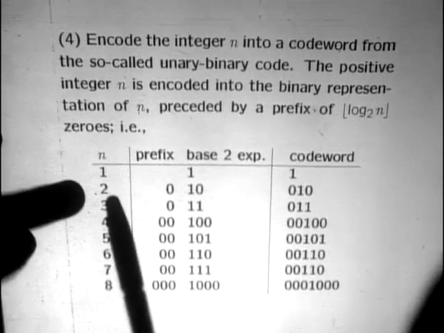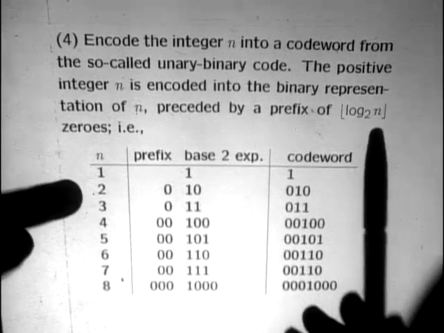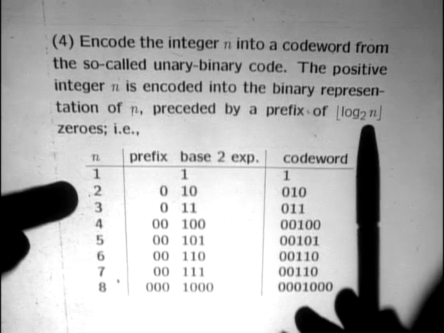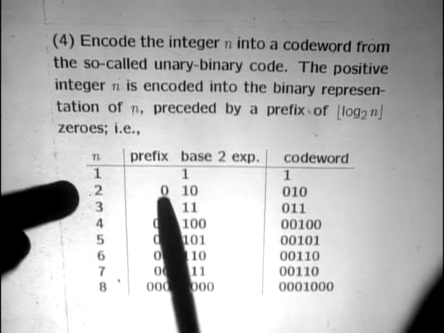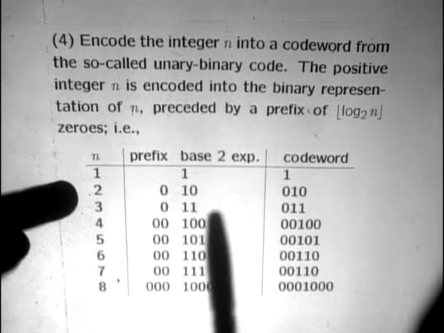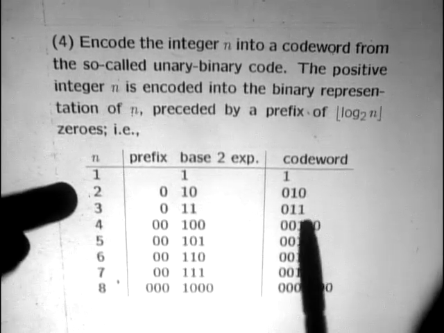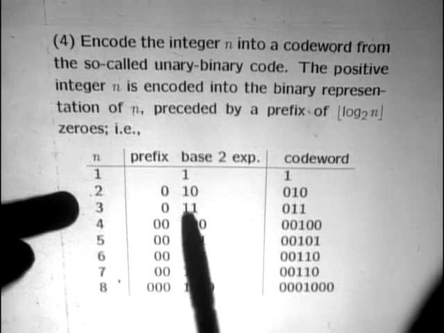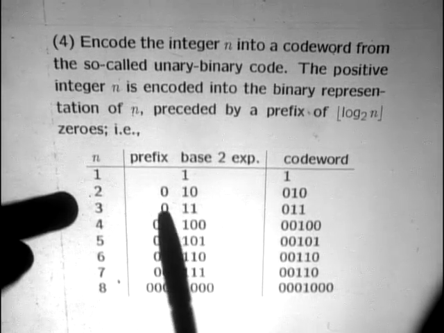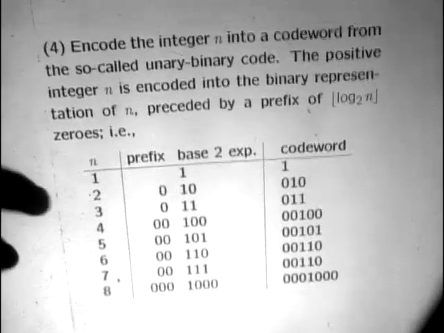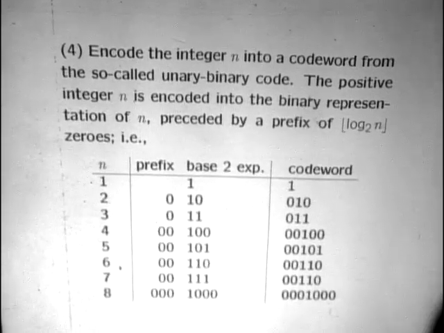If you have the number 2, log to the base 2 of 2 is 1. The integer part of 1 is 1. So you start out with a single 0, and then you have the expansion. 2 is expanded as 1, 0, and so forth. And then 3 is expanded as 1, 1, again with a prefix of 1. 4 is encoded as 1, 0, 0, and so forth.